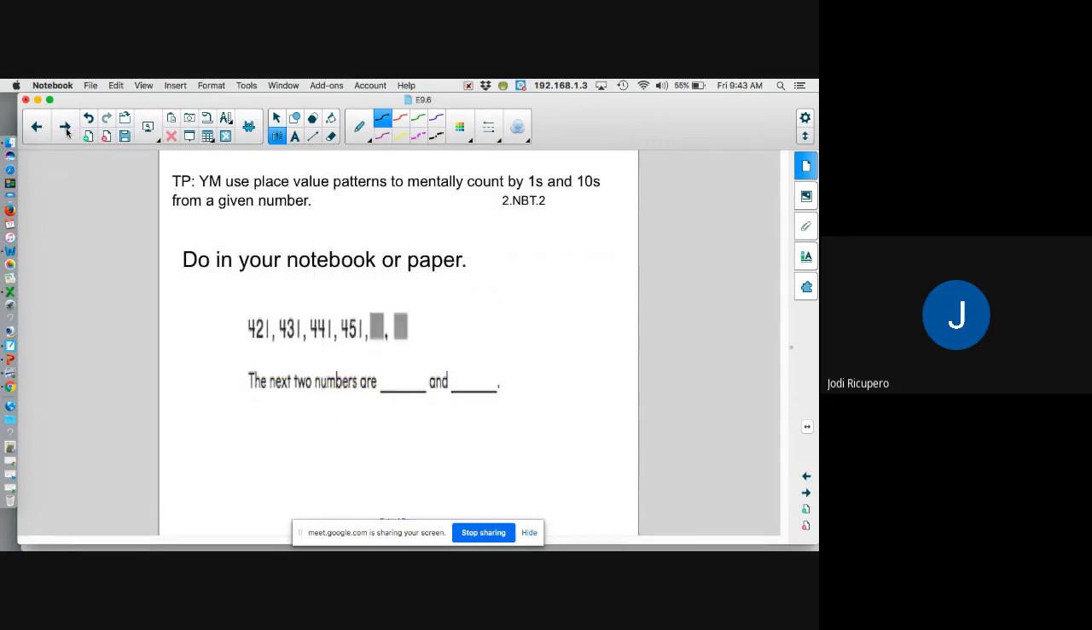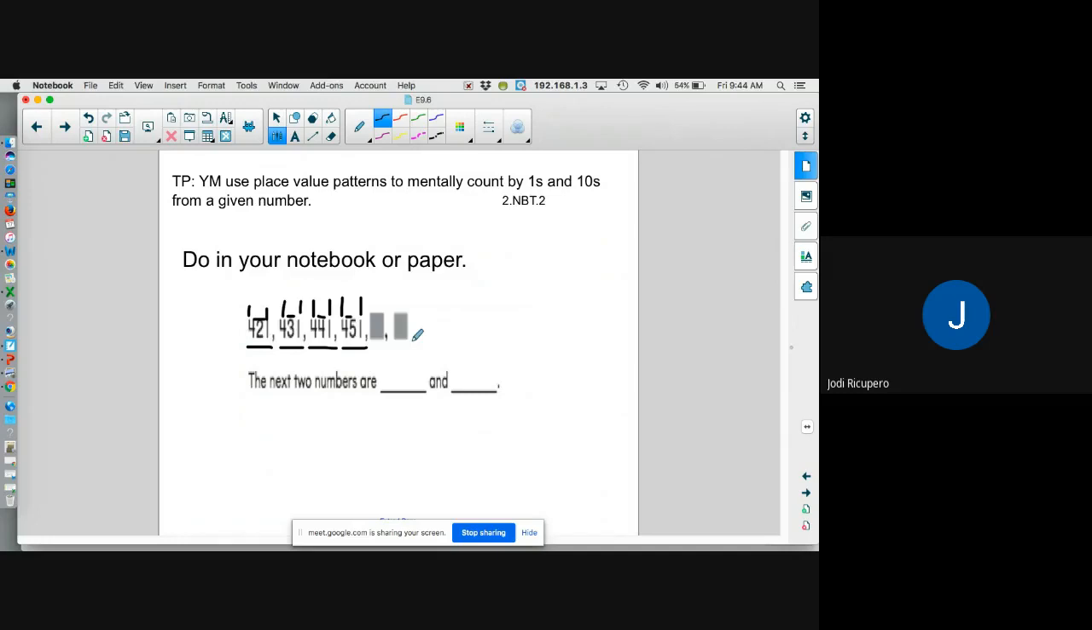Do this one in your notebook. What is the missing number? So we have 421, 431, 441, 451. What digit is changing? Is the hundreds digit changing? Is the tens digit changing? Is the ones digit changing? What do you think the next two numbers are going to be?